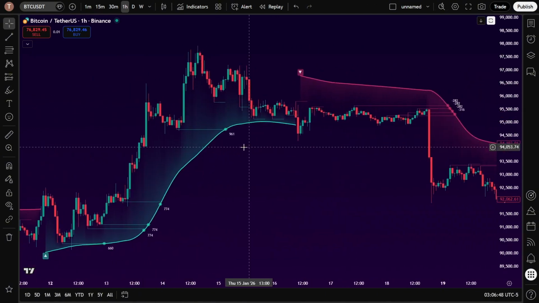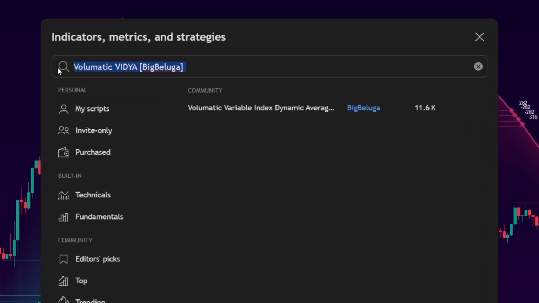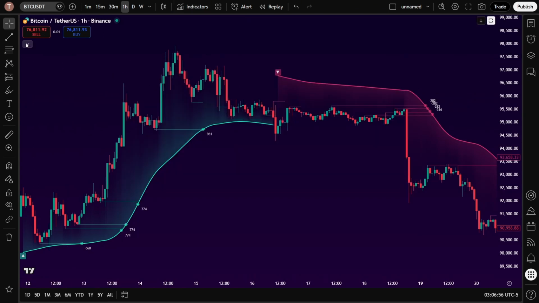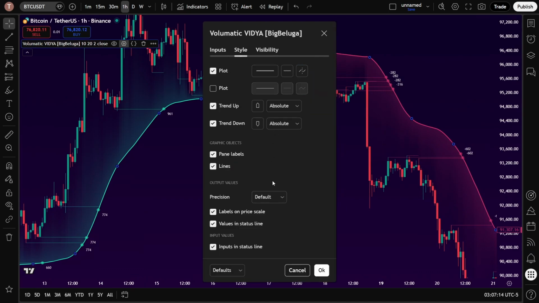To find this amazing indicator, we go to the indicators tab and write here this and add it to our chart. Then we go to the settings, we adjust these settings as this, and in the style section we don't need to change anything else.